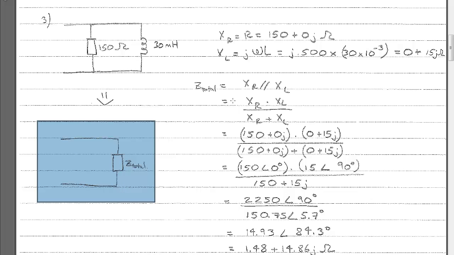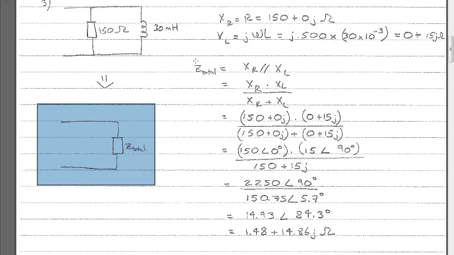So for our total value, to find this, we need to look at the reactance of the resistor in parallel with the reactance of the inductor. So that's what I've done here. These two parallel lines are shorthand for parallel. You've probably seen this before. So that's good. The way we calculate this is we can use the same rules as we do for two resistors in parallel, that it's the product over the sum.